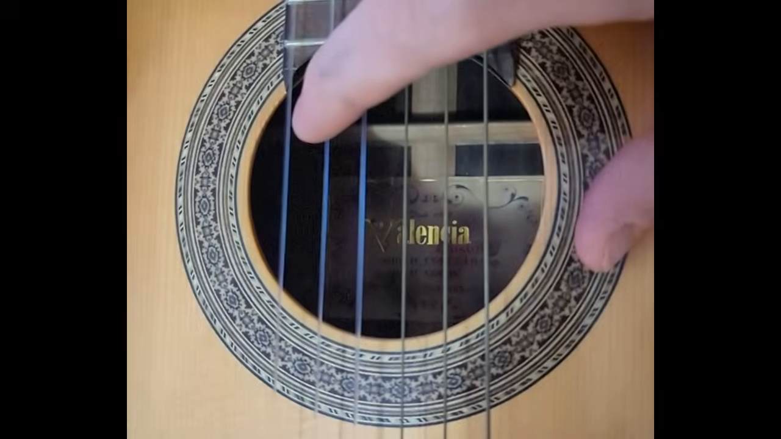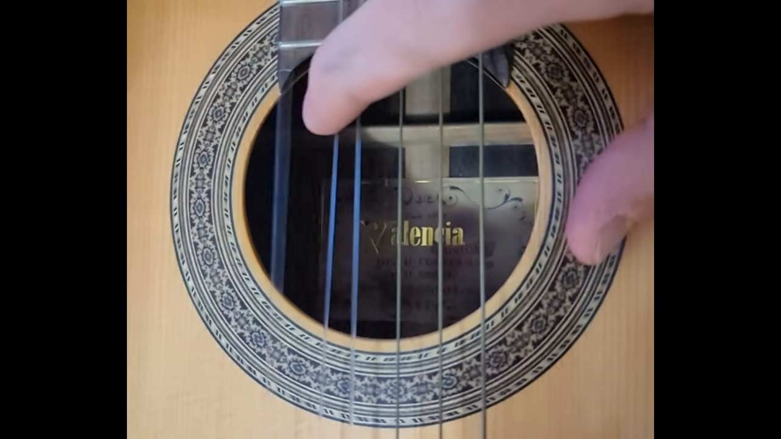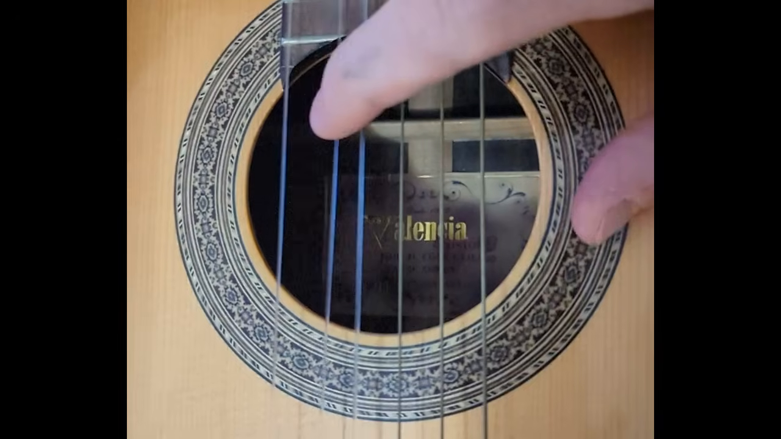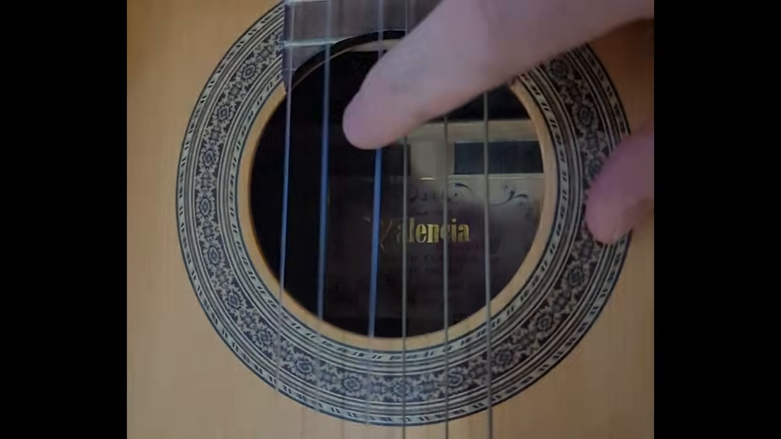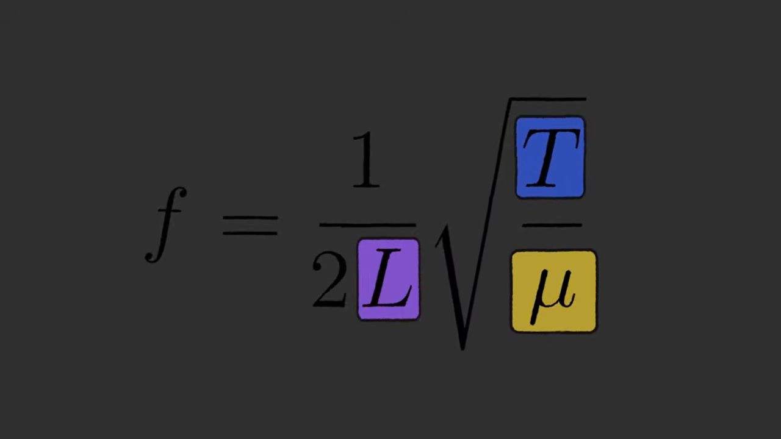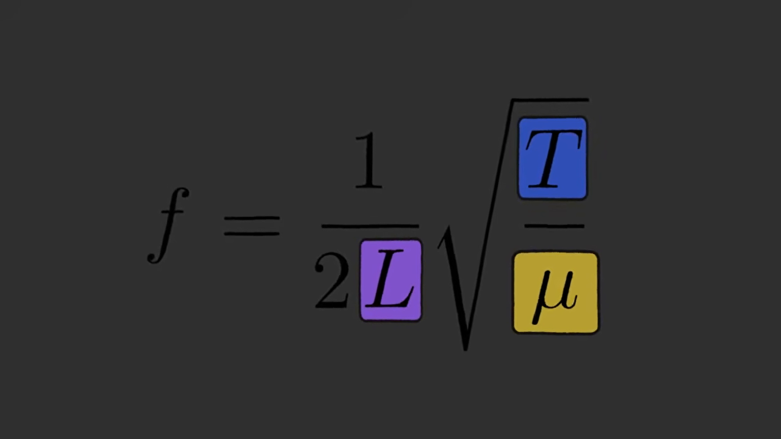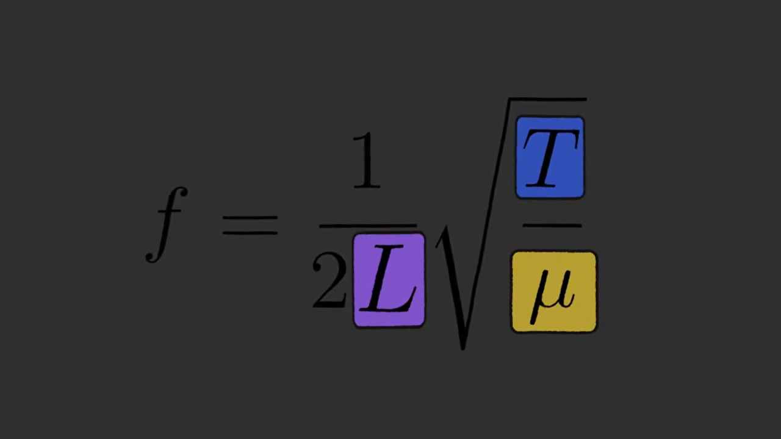A string vibrates at a measurable frequency when it's held under tension. If the tension is high enough, the frequency produces a musical note. The governing equation for this relationship can be seen here. T is tension, mu is the linear density of the string material, and L is the length of the string.